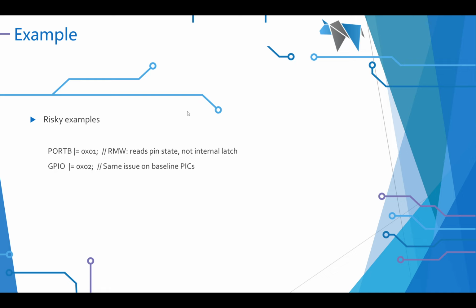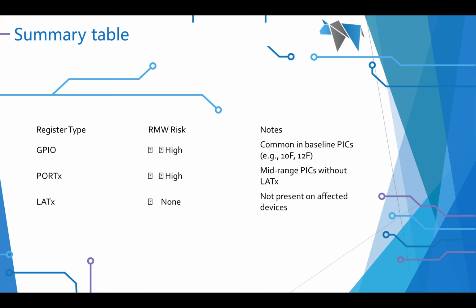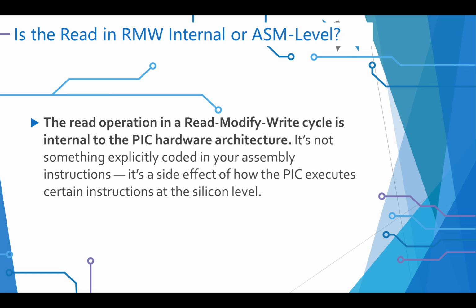So what you've got is a summary. If you're using GPIO you could have a read-write modify issue on most 10s and 12s. You could get the same on a PORTX if it's a mid-range and it has not got a LATX. It hasn't got the register LATX. And if you've got LATX, it's not a problem because you can just handle it through the latch that's called LATX. So is this actually a fault internally within the microcontroller or within the assembly?